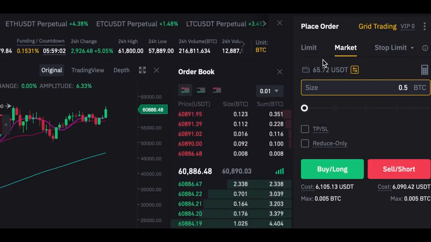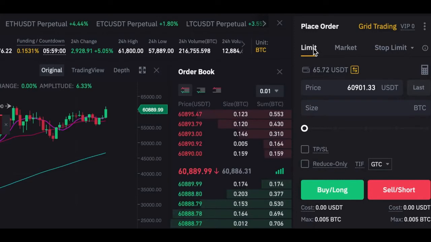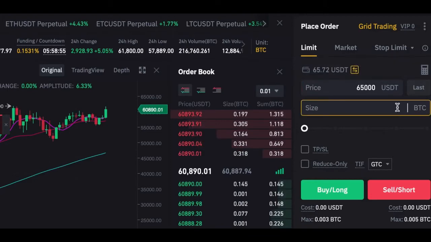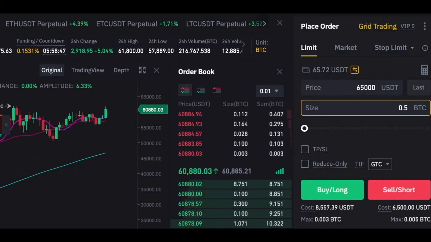current market price. What you can also do is actually put a sell or a short order in above this price. So what you can do is go to a limit order like this and then put in a price above. So let's say 65,000 like this. And we had the open futures contract of half a Bitcoin. So make sure that the amount of Bitcoin actually matches up with what you've opened. And then you can go and just sell short on this.